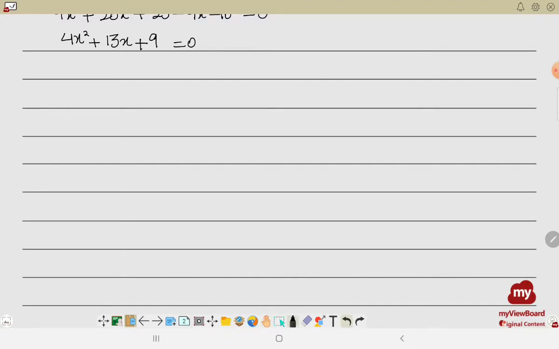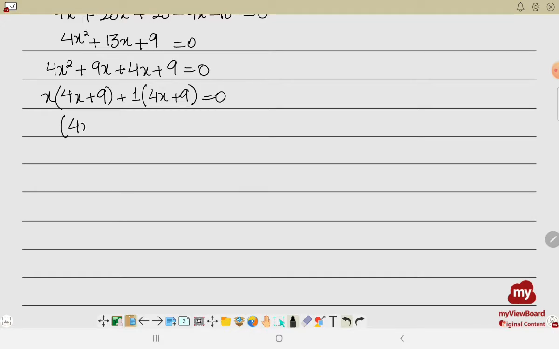We're breaking down the middle term. 9 times 4 is 36 and 9 plus 4 is 13, equals 0, right? So we'll take x common from here, and we are left with 4x plus 9. And here we'll take 1 as common, so we are left with 4x plus 9. Again, the whole bracket is common in both the terms. So 4x plus 9, and from here you are left with x, and from here you are left with plus 1.